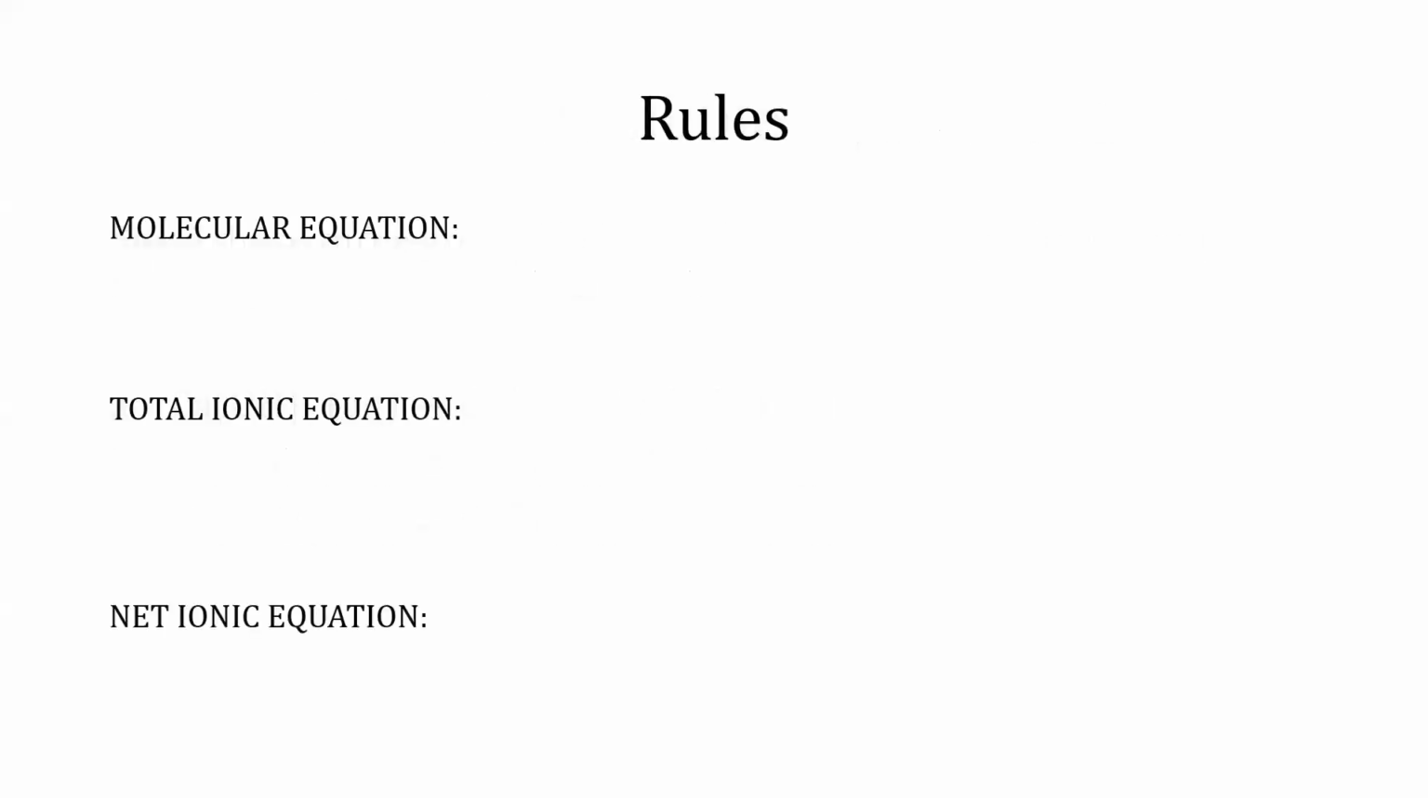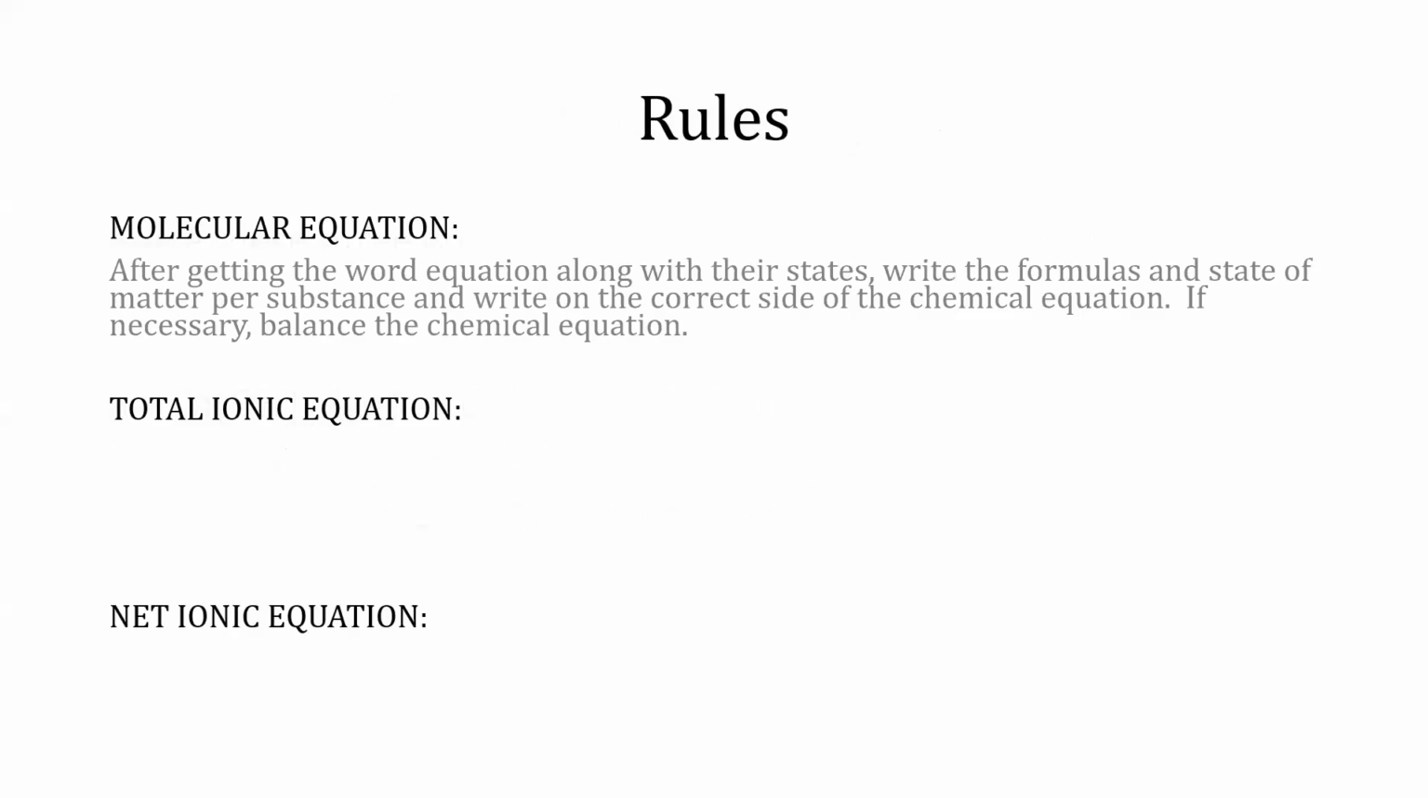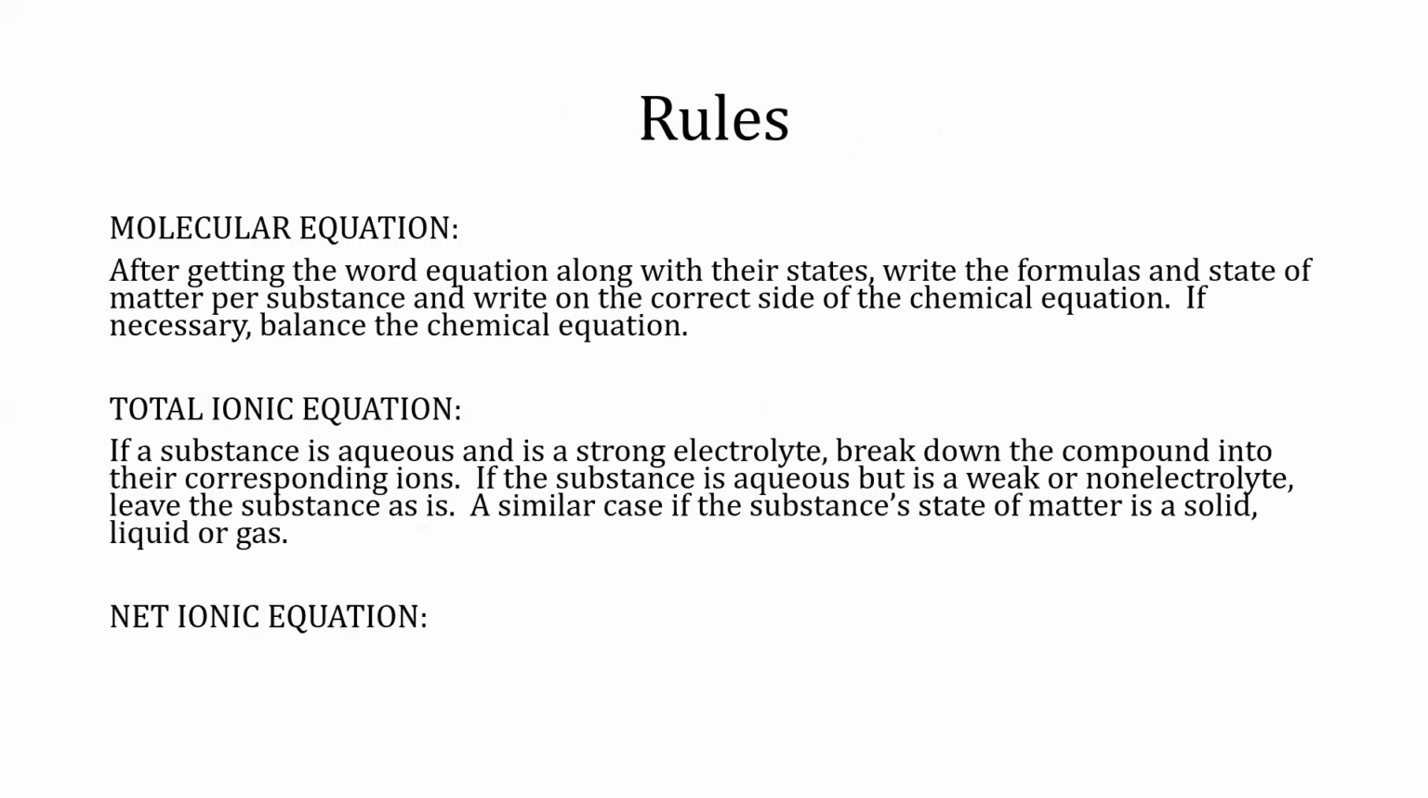Molecular equation. After getting the word equation along with their states, write the formulas and state of matter per substance and write on the correct side of the chemical equation. If necessary, balance the chemical equation. Total ionic equation. If a substance is aqueous and is a strong electrolyte, break down the compound into their corresponding ions. If the substance is aqueous but is a weak or non-electrolyte, leave the substance as is. A similar case if the substance state of matter is a solid, liquid, or gas.